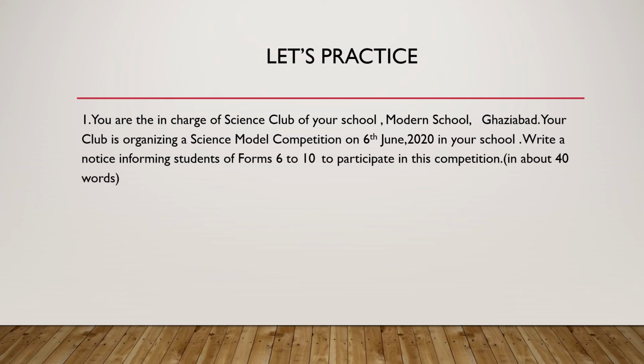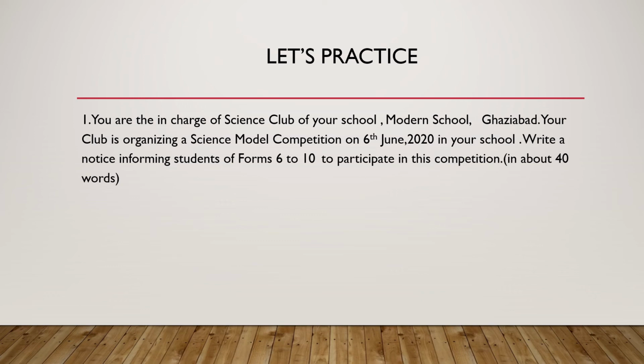And what will be the date? Will you write 6th June? No. 6th June is the date of the competition. So you must write a date at least 10 to 15 days prior to 6th June so that the children read the notice and have enough time for preparation and for making models.